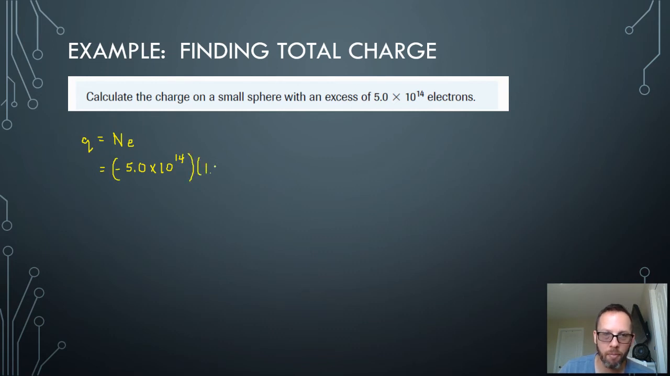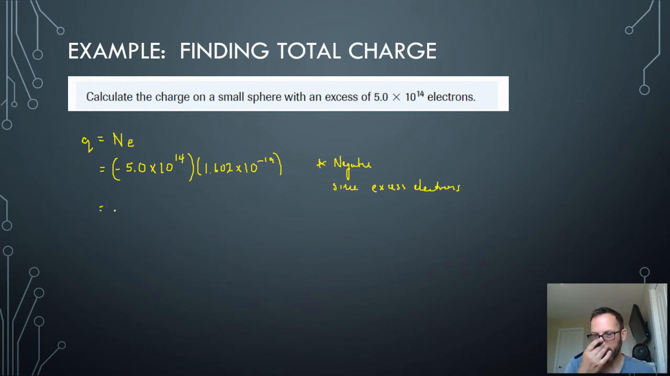And E, 1.602 times 10 to the minus 19. And again, negative since we have excess electrons. And remember, electrons have negative charge. So this is just a pretty simple plug and play calculation. Times 1.602 times 10 to the minus 19.